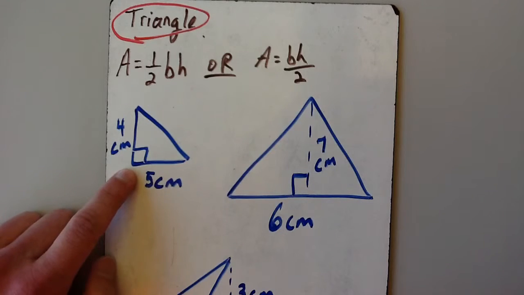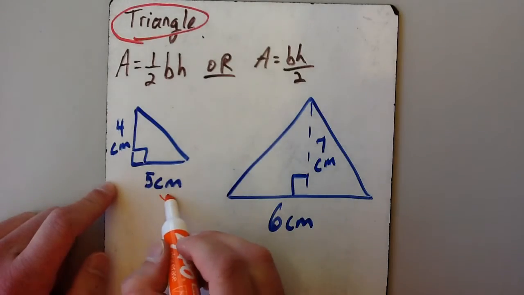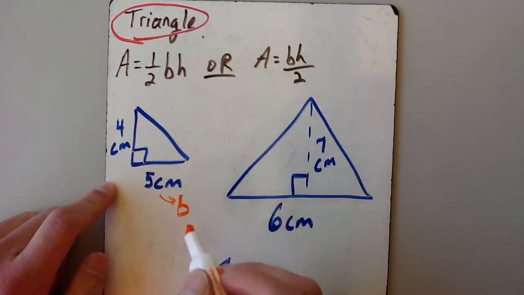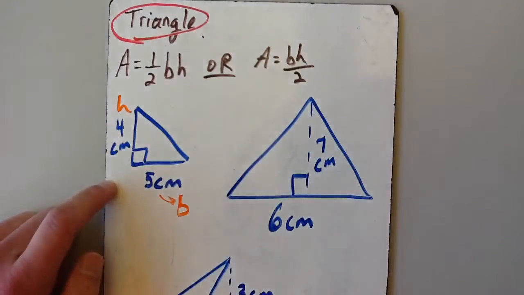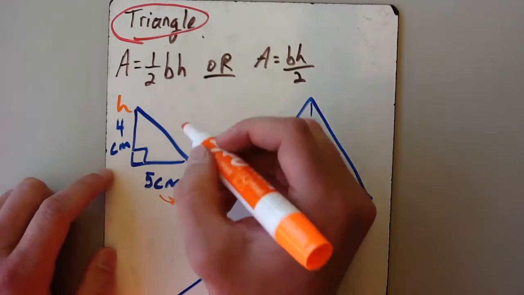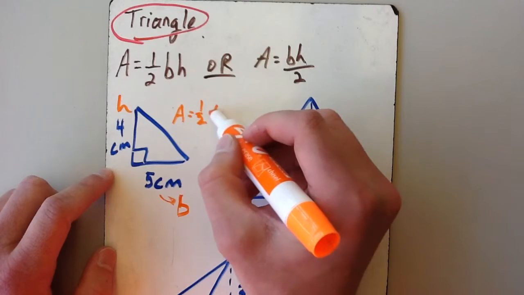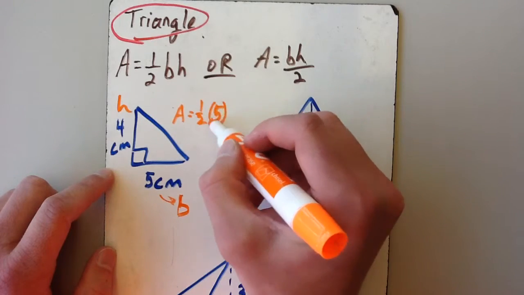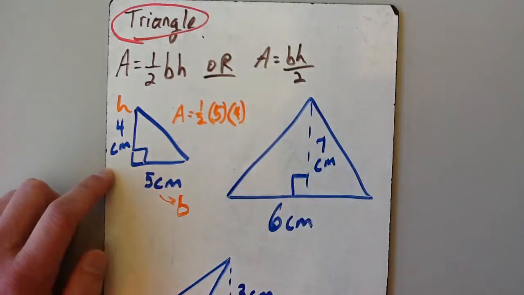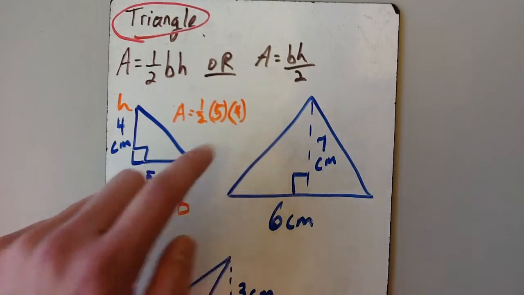Now triangles will look different ways, but one way the triangles can look is if it's a right triangle, which means that that triangle has a right angle. This 5 would be the base, this is the height, and so if I do base times height, let's plug this in, area equals 1/2 times the base of 5 times the height of 4. Okay, so I have 1/2 times 5 times 4.